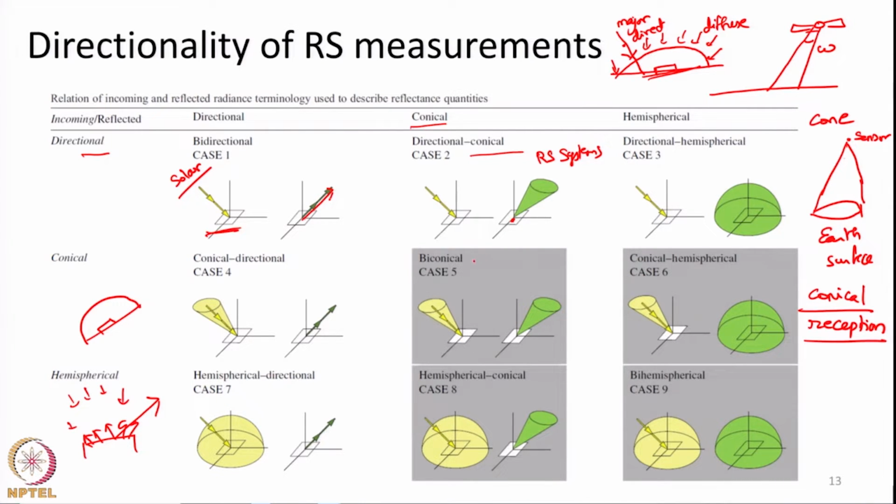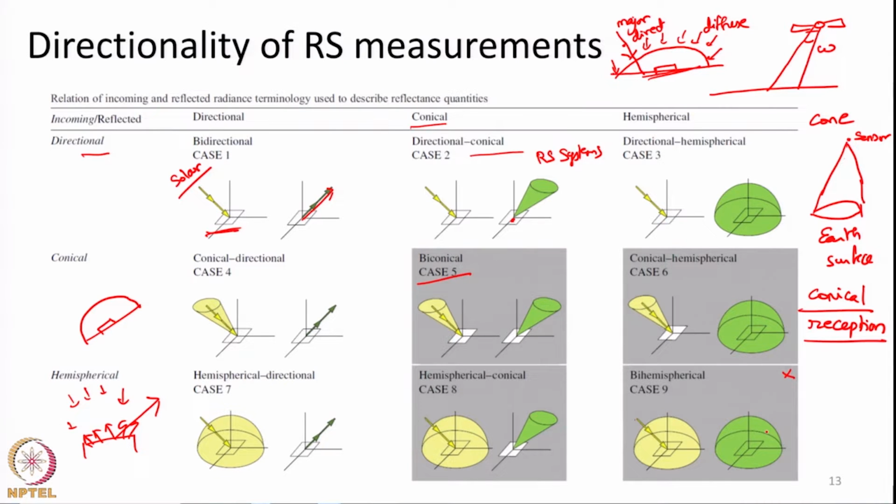Similarly, I go to case 5, where incoming energy is considered as coming in the form of a cone, and outgoing energy is also considered to be measured within a cone. And then come to case 9. In case 9, what are we doing? We are considering the incoming energy within the entire hemisphere surrounding the object, which has a direct component and also a diffuse component. Outgoing energy also, we are considering the entire energy going out of an object within the full hemisphere surrounding it.